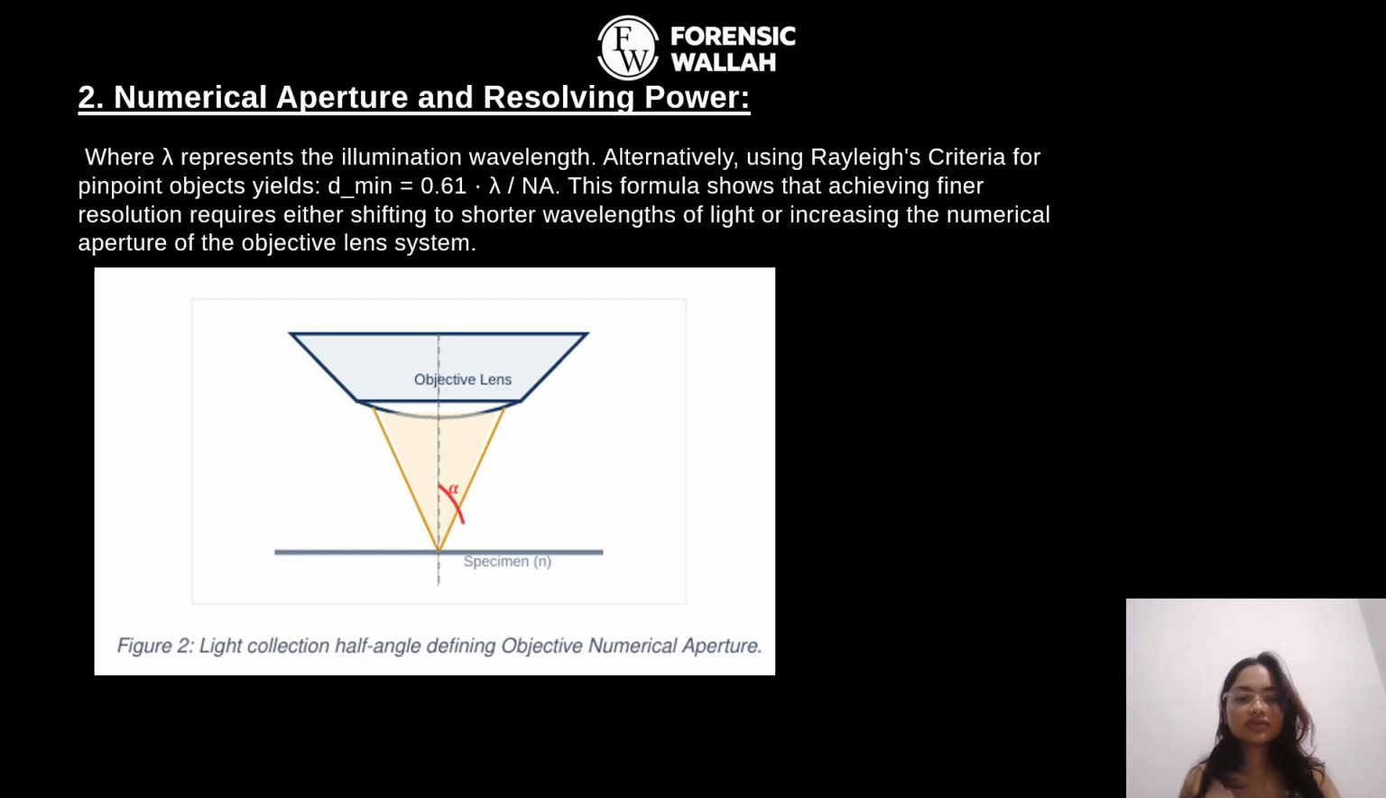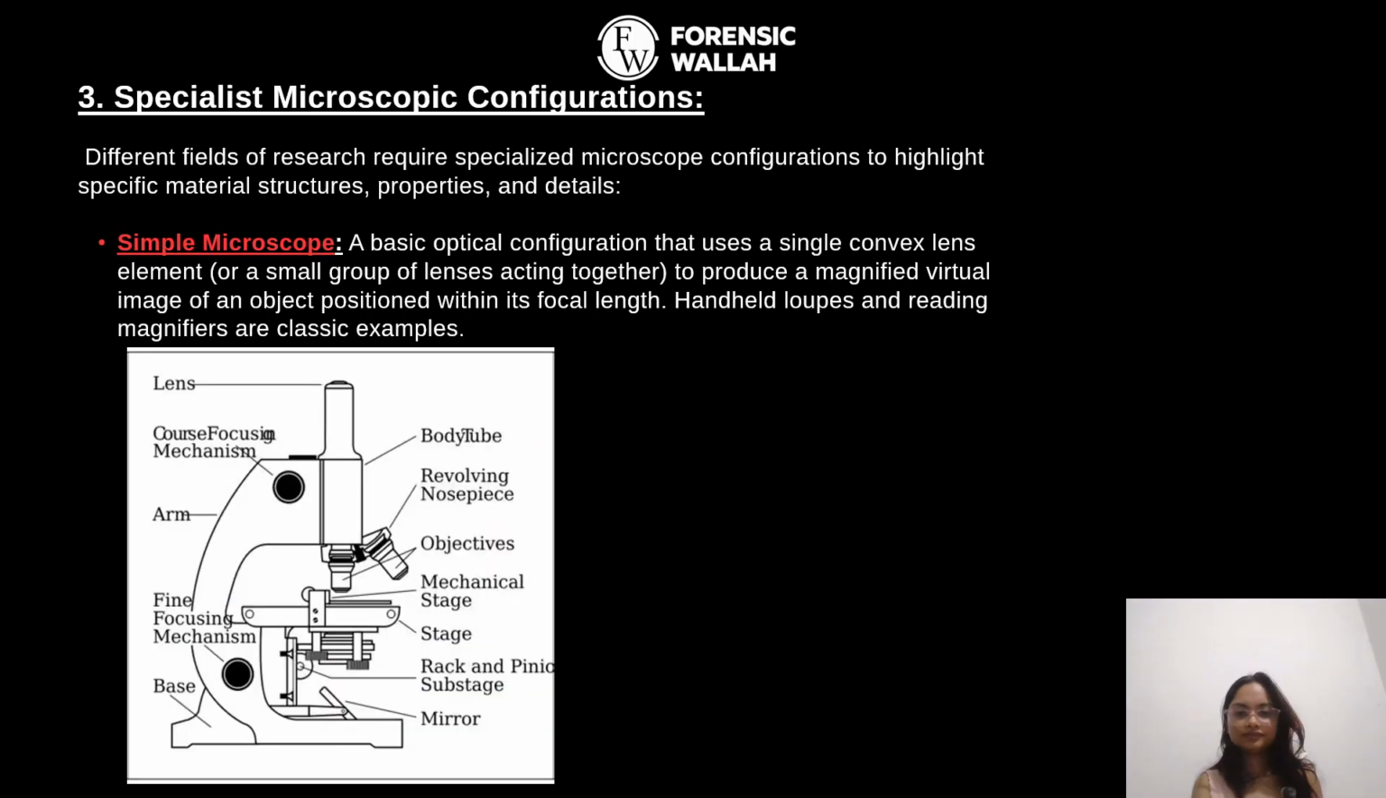This formula provides clear direction for optical engineering. If you want to achieve a finer resolution, meaning a smaller d minimum value, you have only two physical choices. You must either shift to shorter wavelengths of light, that is lambda, such as moving from white light to blue light or UV, or you must increase the numerical aperture, that is NA, of your objective lens system. This is the fundamental physical barrier of the optical microscope.